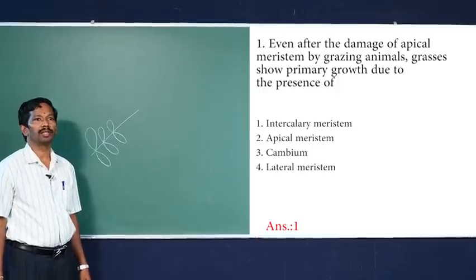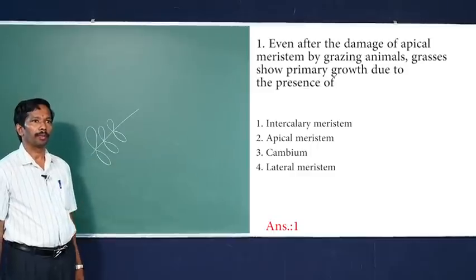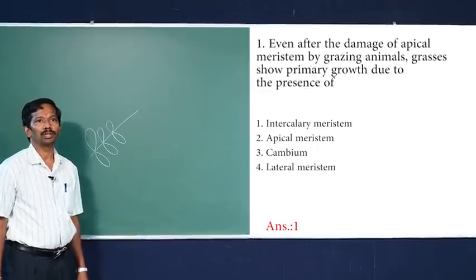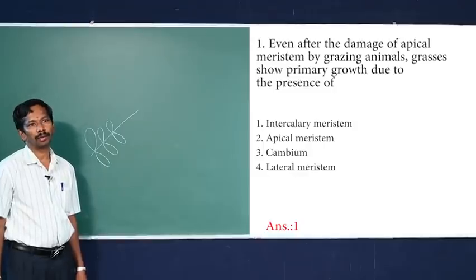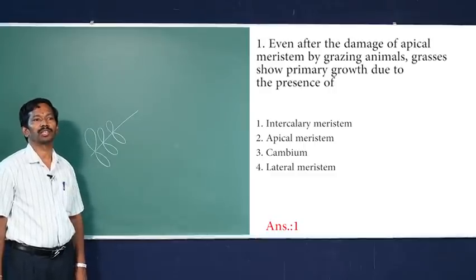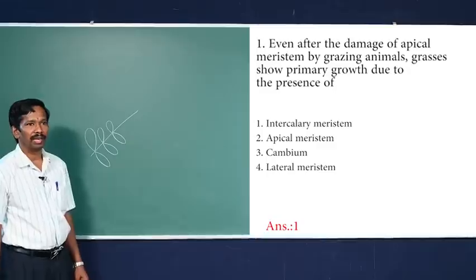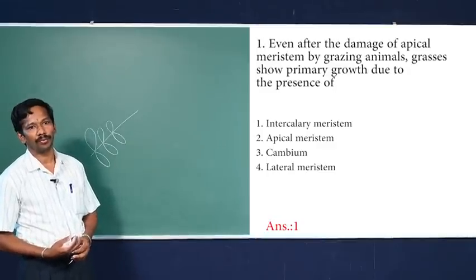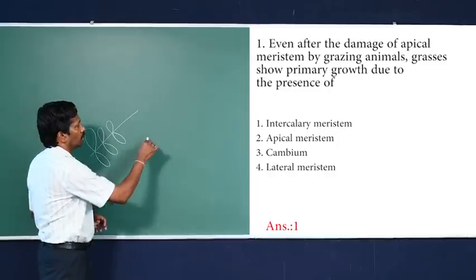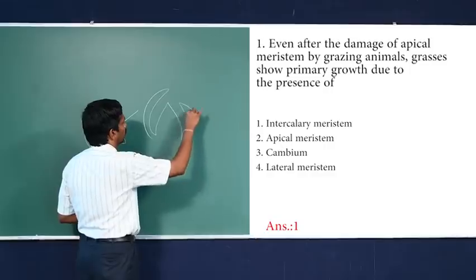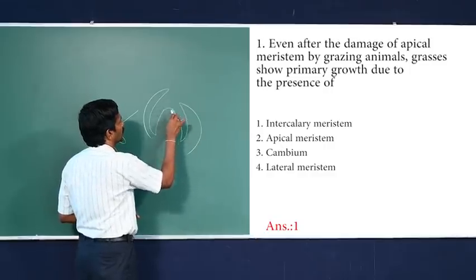Now it is related to the anatomy of flowering plants. So the first question of anatomy. Even after damage of apical meristem in grasses by grazing animals, the primary growth is continuous due to the presence of: option number 1 intercalary meristem, second option apical meristem, third option cambium, and fourth option lateral meristem. When we classify meristem based on their position, we can represent 3 types of meristem.